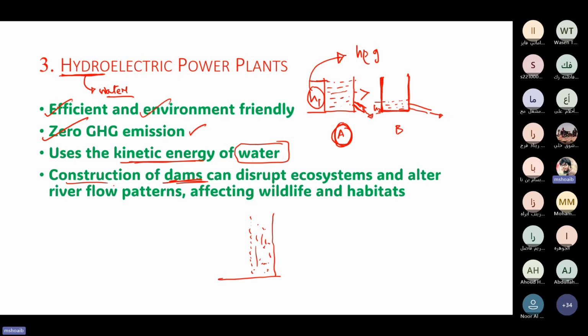So if you want to construct a dam, it may disrupt the ecosystem. And sometimes, in order to make this water reserve, we actually connect the river. We make a channel of the river to make this dam. So it may affect the wildlife and habitats.